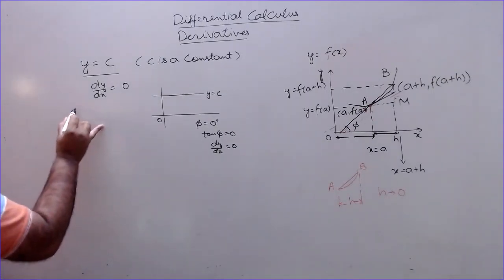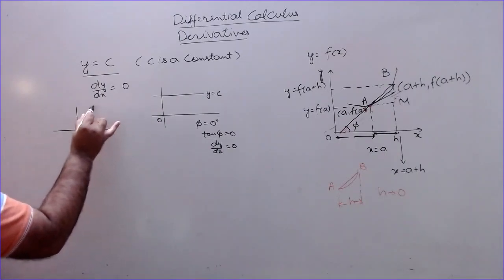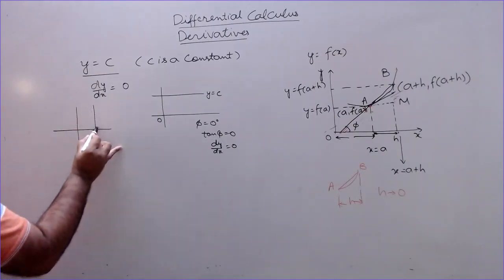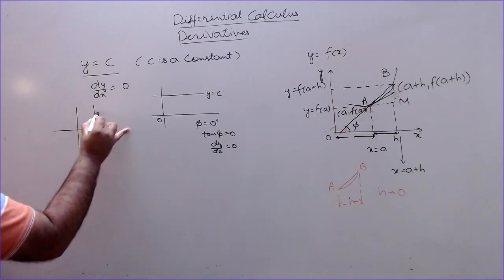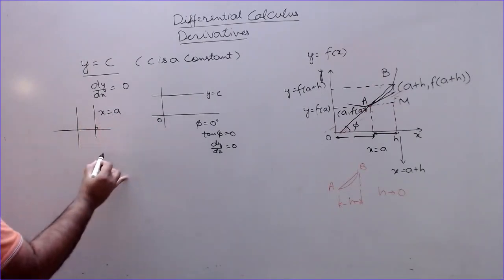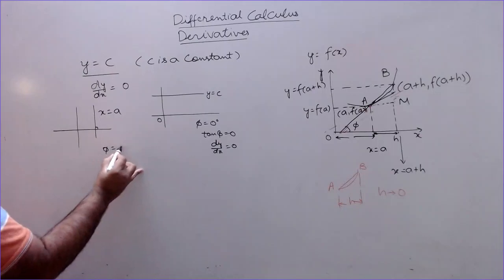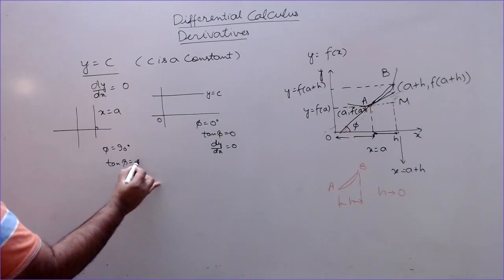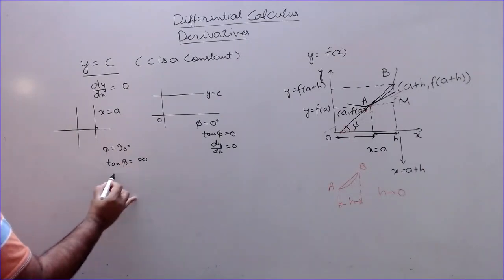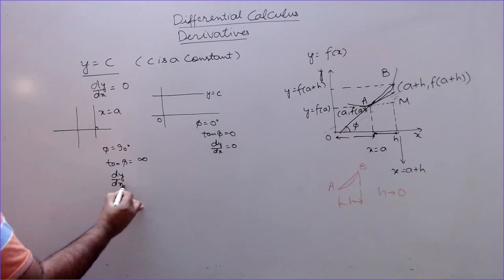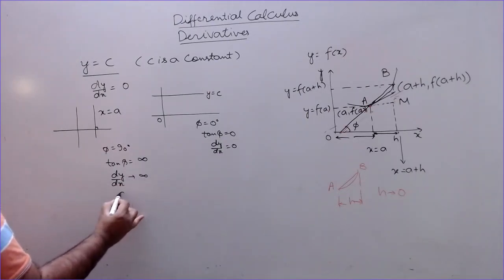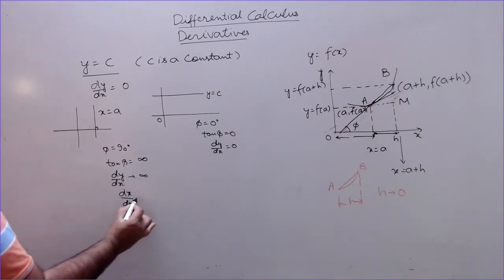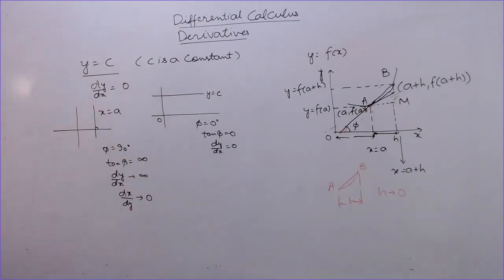Similarly, if you have a function like this that is making an angle of 90 degree with the positive direction of x-axis, it can be written as x equal to a. So in that case, phi is 90 degree. So I can write tan phi is tan 90, which is tending towards infinity. So in that case, dy by dx is tending towards infinity, meaning dx by dy is tending towards 0. So this is how we write the derivative, and this is the meaning of the derivative.